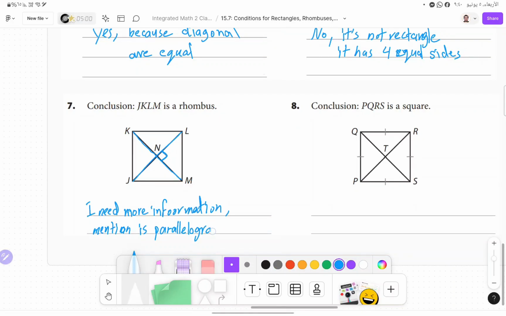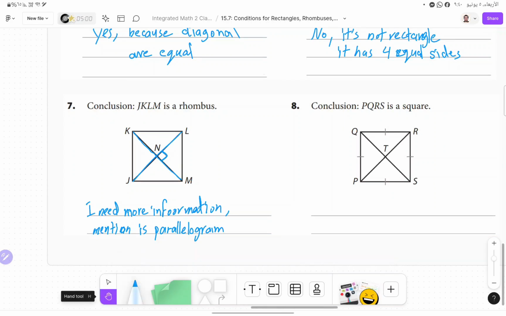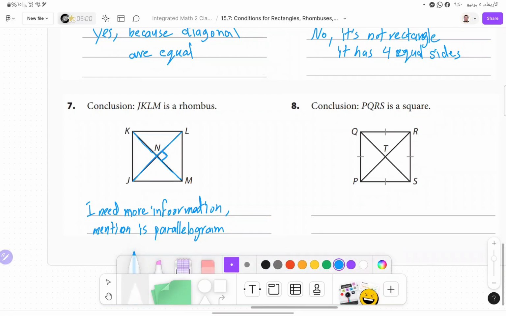Because this one is just saying it's a rhombus, and here the rhombus could be a square or it could be a rhombus, because you know that the square has all the same properties of a rhombus, except the diagonal. But we need to know here, it's not enough information. Here the conclusion is PQRS is a square.